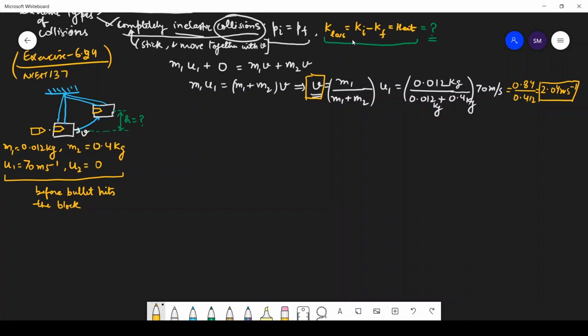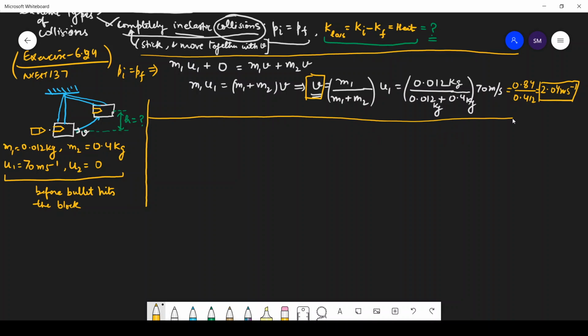So how much is the kinetic energy lost? Let us find the kinetic energy lost. This was the first thing you did: Pi equals Pf, which means you have used conservation of momentum. And the second thing we are using is the kinetic energy loss that we want to find out. So what is kinetic energy loss? Kinetic energy loss is the initial kinetic energy, which was greater, minus the final kinetic energy, and that change goes into heat produced. This is what we need to find.